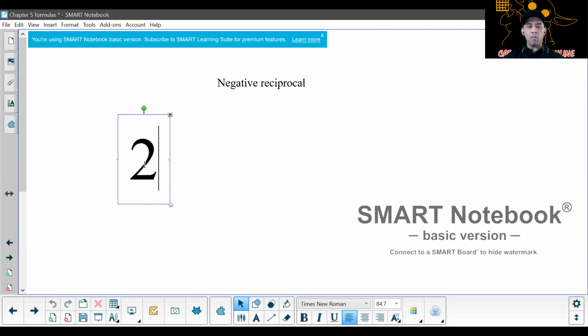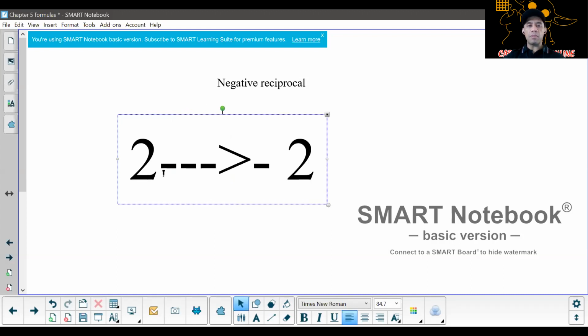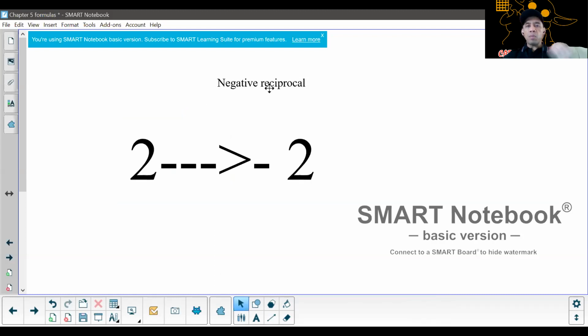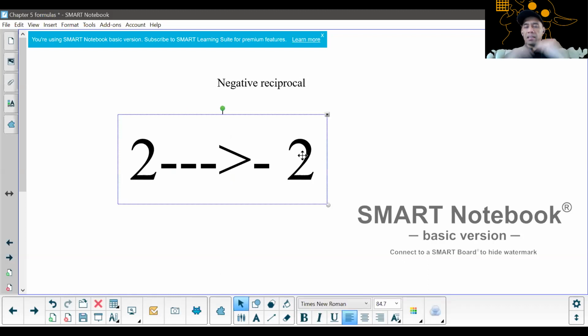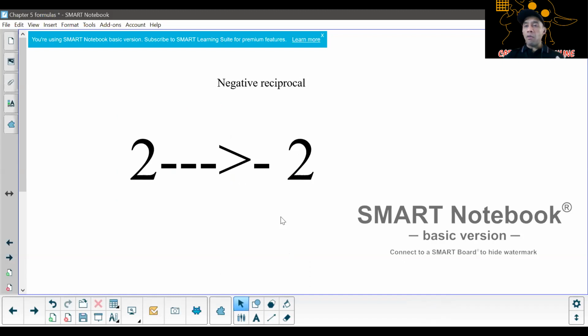So step number 1 over here: what's going to happen to this 2? It's going to become negative 2. That's step number 1. Now, what reciprocal refers to is taking this number and basically flipping it. For example, when you have a whole number, there's an invisible 1 located right below it.